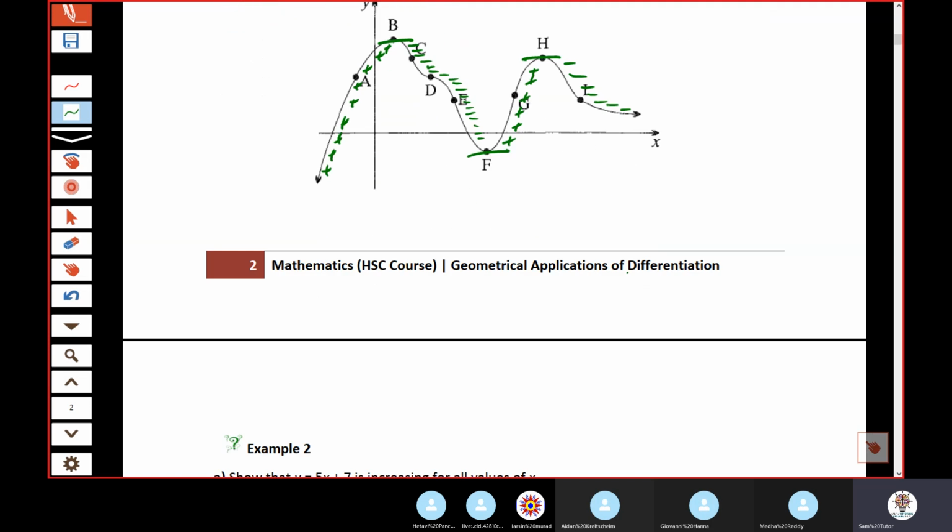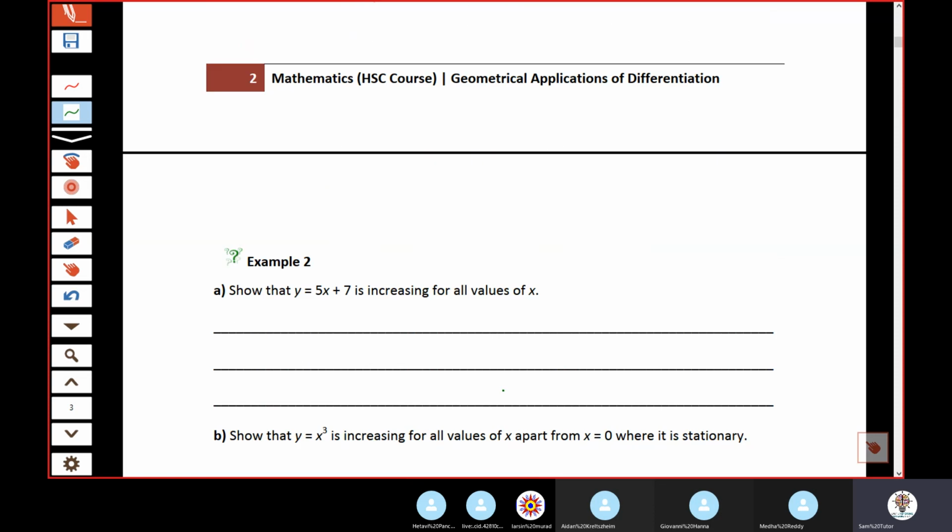What you want to take out of that, it's not so much the positives and negatives, you're not really going to get tested on that. It's more y dash greater than 0, positive. Y dash equals 0, stationary. Y dash less than 0, negative.